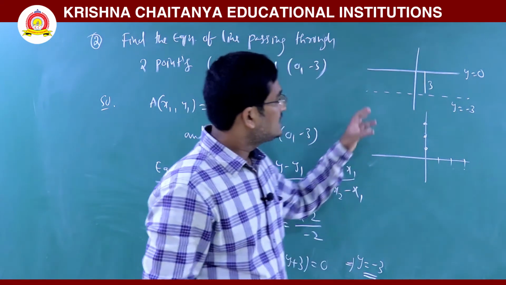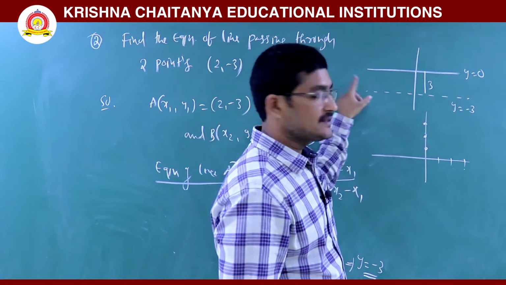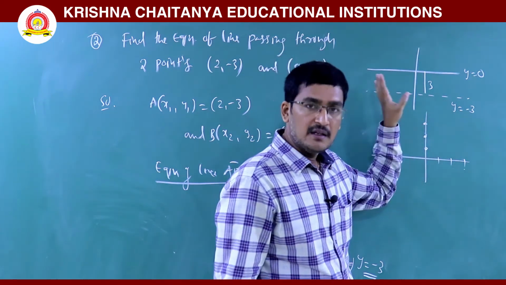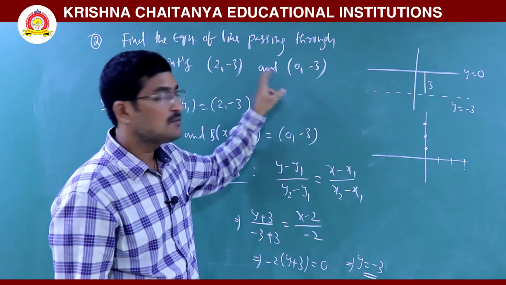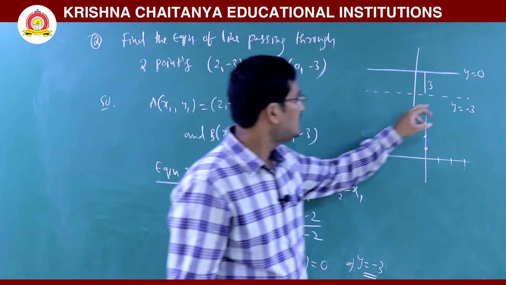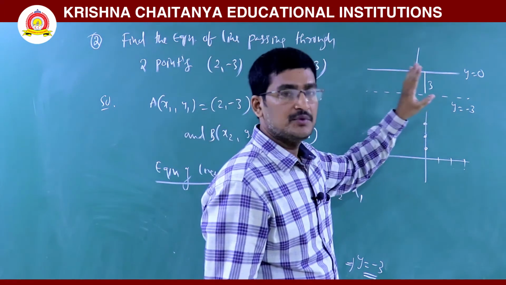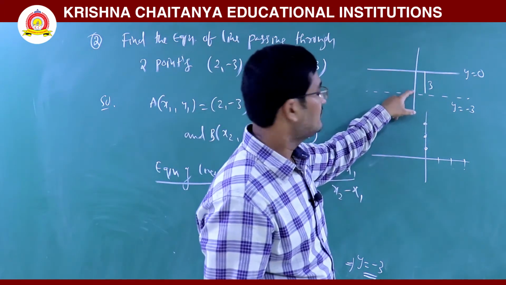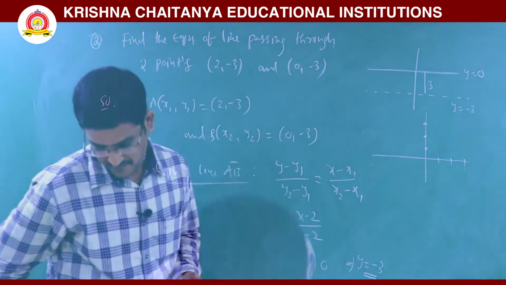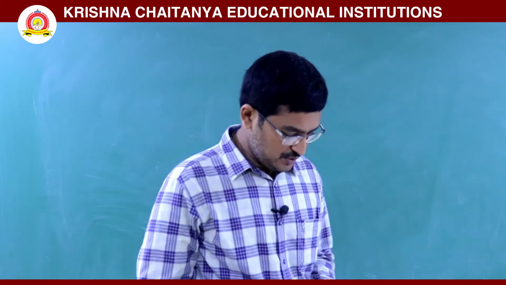This line contains all the ordered pairs, all the points having ordinate -3. Among all those points, (2, -3) is one point, and (0, -3) lies on the y-axis, you know. Just remember all these things. Okay, let me go on to solve one more.